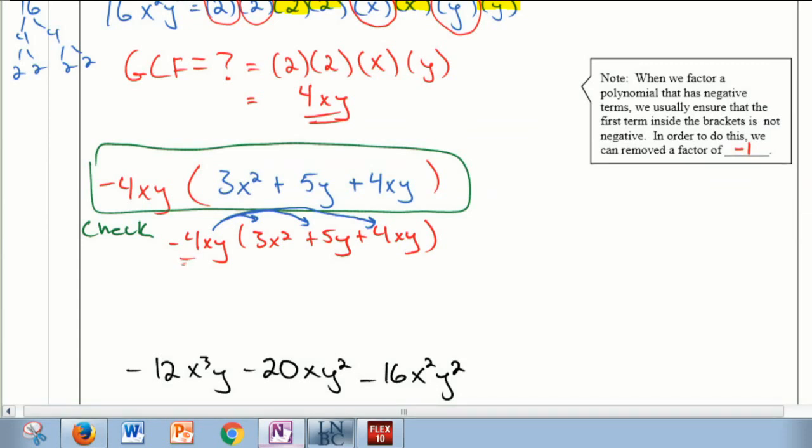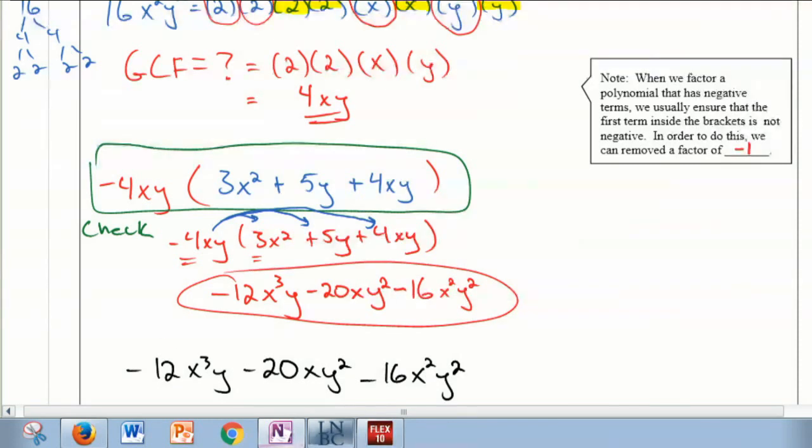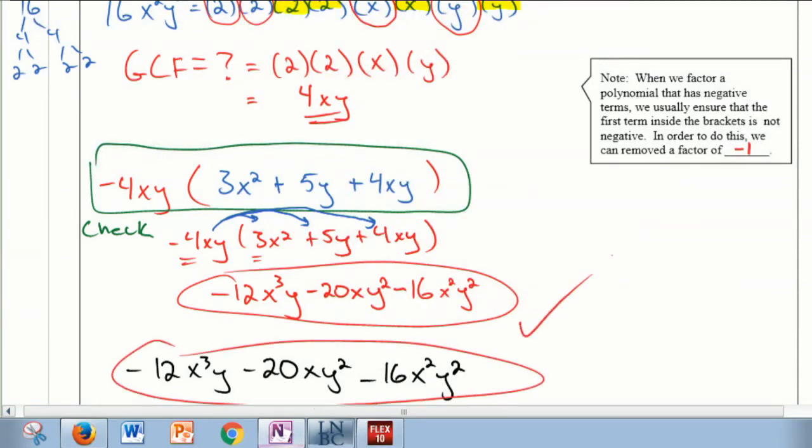So -4 times +3 is -12. X times x squared is x cubed. And then I have the y kicking around. My next term is -4 times +5, which gives me -20. I just have an x, and then I have y times y, which gives me y squared. My last term is -4 times +4, -16. X times x is x squared, y times y is y squared. Is this the same as what I started with? It sure is.